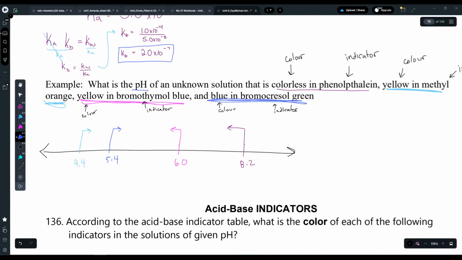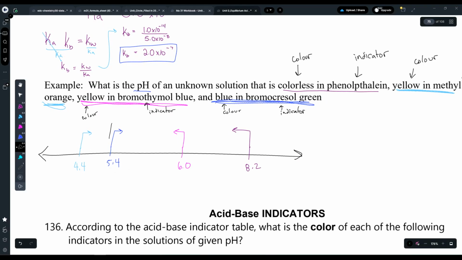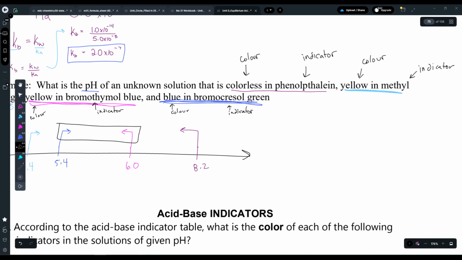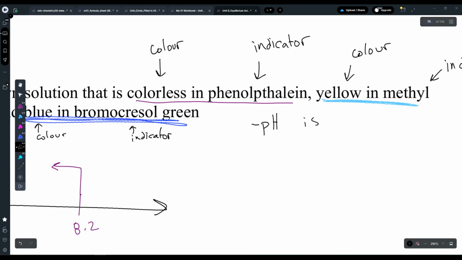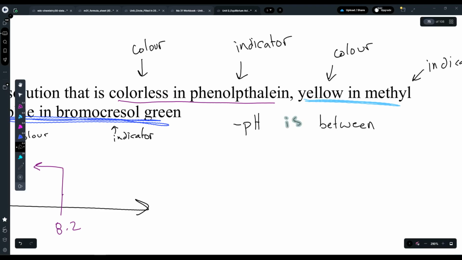Okay, so this is what we just did. That's all of our work for this question. Now, how you can figure out what the actual answer is, you just look for the closest two arrows that are pointing towards each other. So that would be these two right here. And that tells you that the range for this solution, so the range of possible pHs, is between 5.4 and 6. So the pH of the solution, I should be saying.